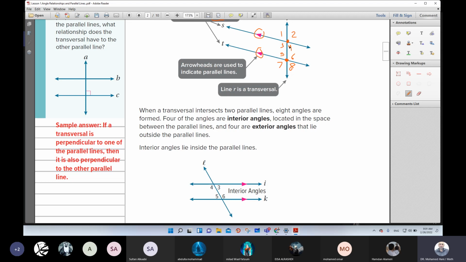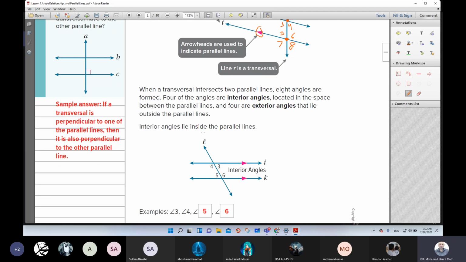The type of these angles is interior angles. The angles between the area of the two lines are interior angles. And 4 are exterior angles that lie outside the parallel lines, like 1 and 2 and 7 and 8, outside the area of the two parallel lines.